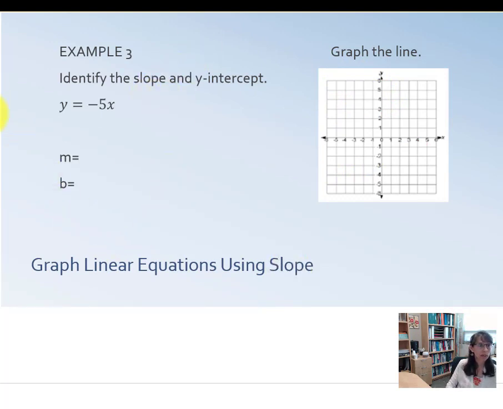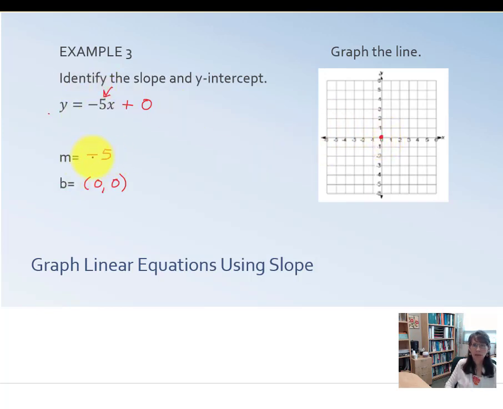In our last example today, we have y equals negative 5x. Notice we don't have the plus b, so you could consider that as plus 0. The slope is negative 5. It goes through the origin 0, 0. So I'll plot 0, 0.